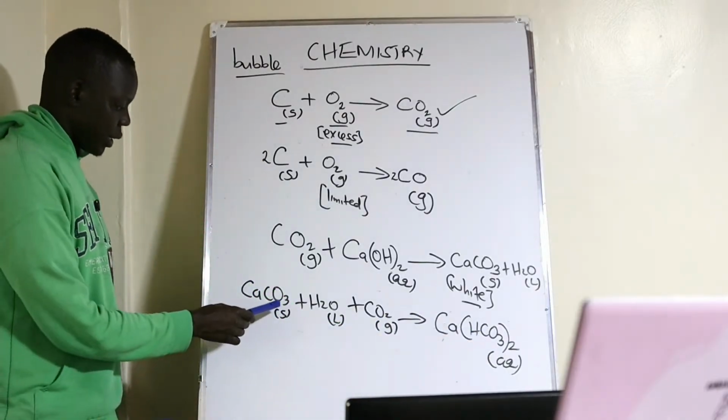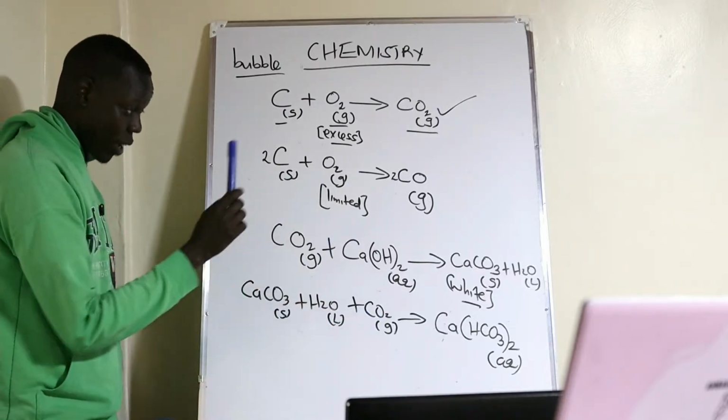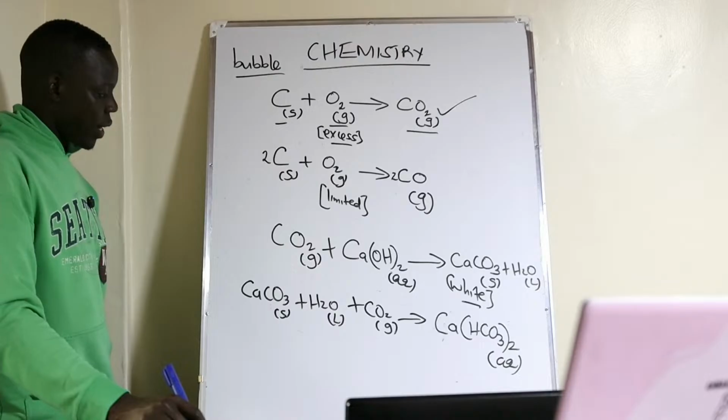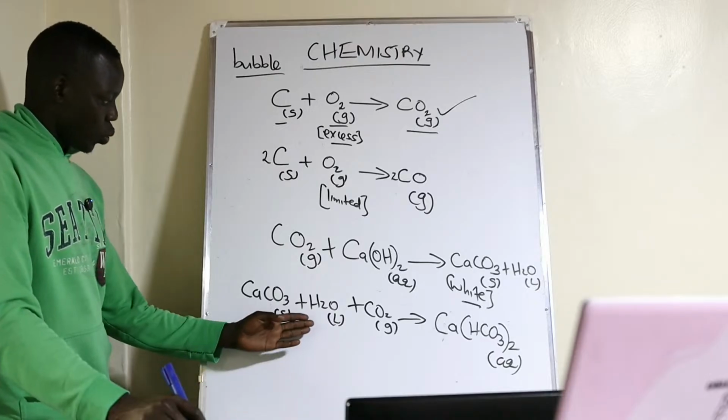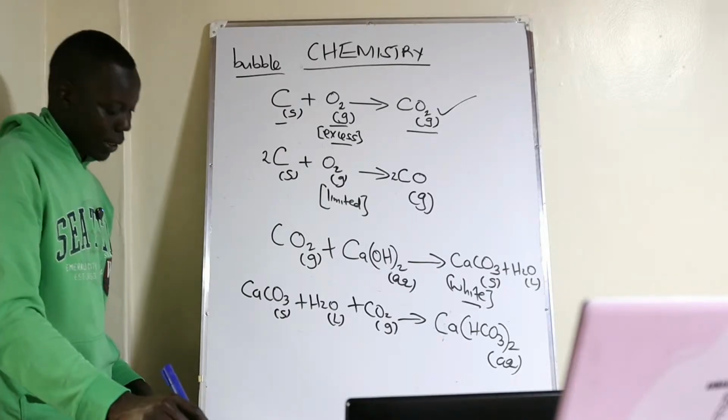Oxygen we have 3, 4, 6. Oxygen we have 6 on the other side. Then hydrogen 2, hydrogen 2. So the equation is very well balanced.